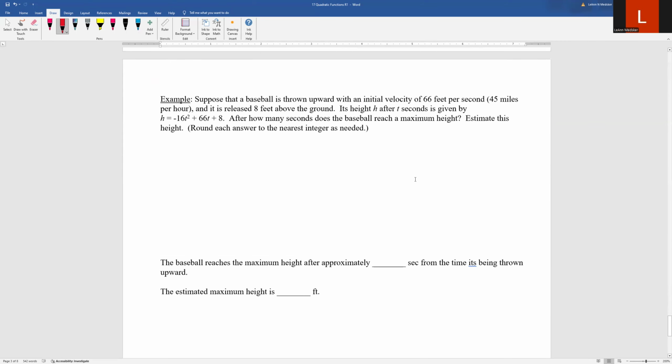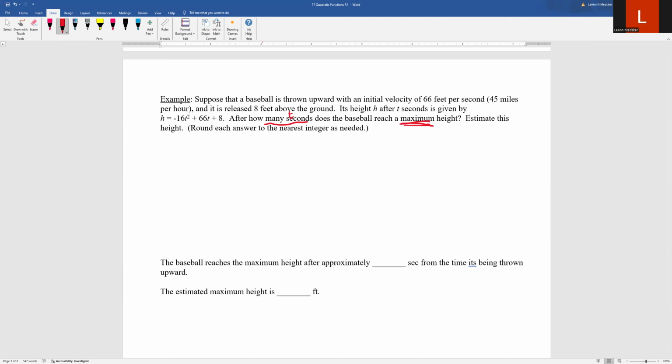Now this last question, this application one, says, suppose that a baseball is thrown upward with an initial velocity of 66 feet per second, which is 45 miles per hour. It is released 8 feet above the ground. Its height, h, after t seconds is given by this formula. So they gave us a quadratic. After how many seconds, so we're looking for t, does the baseball reach its maximum height?